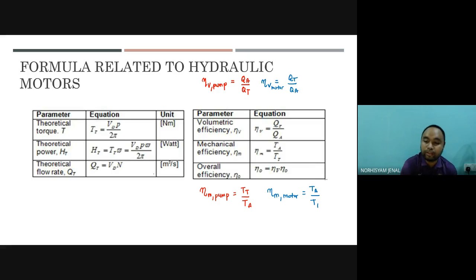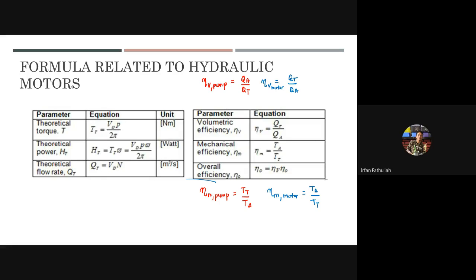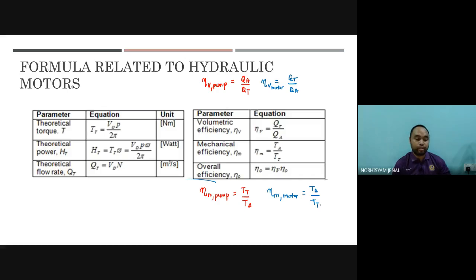Okay, any question on this? Okay. So make sure you remember this is the other way around. Why is it the other way around? Let me ask somebody. Arifin, are you there?